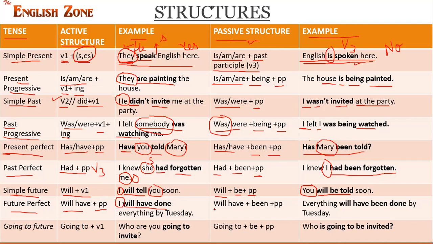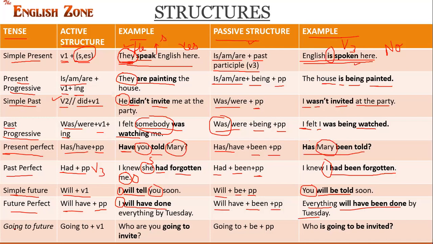And if I say will have plus been plus past participle in the passive, सब कुछ ट्यूसडे तक हो गया होगा। Everything या सब कुछ ट्यूसडे तक किया जा चुका होगा। Everything will have been done by Tuesday. But who will have done? No idea. Right? Here is the difference.